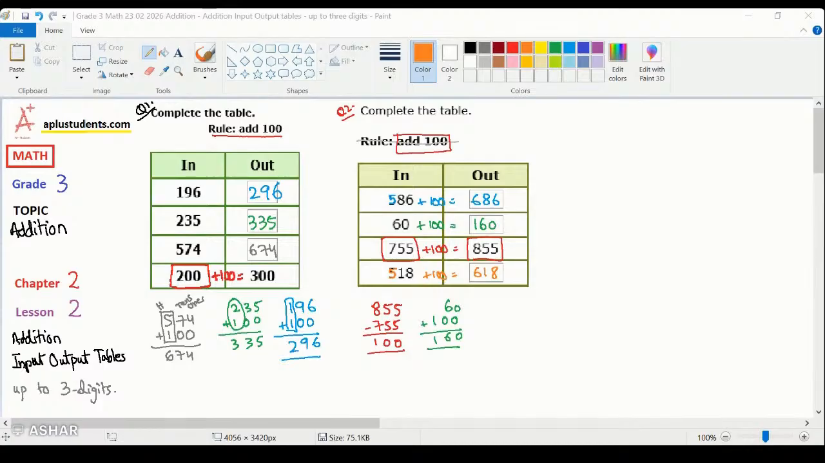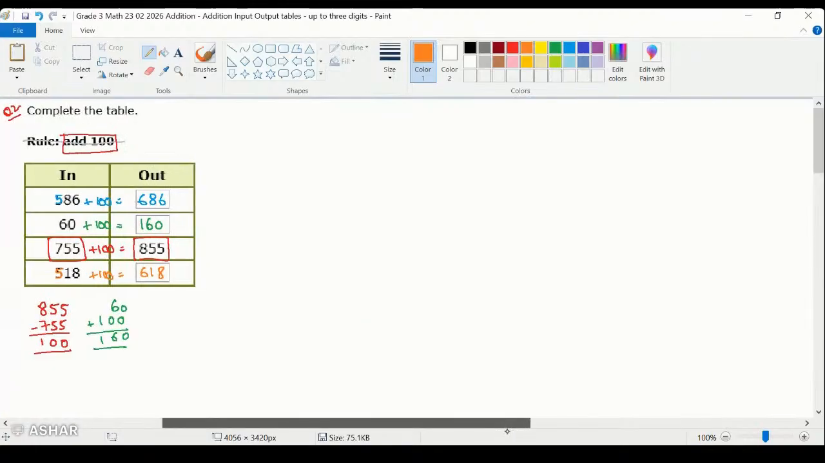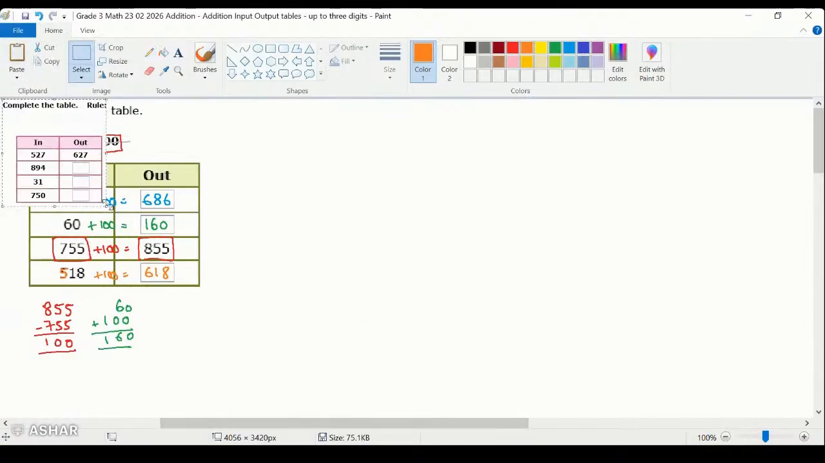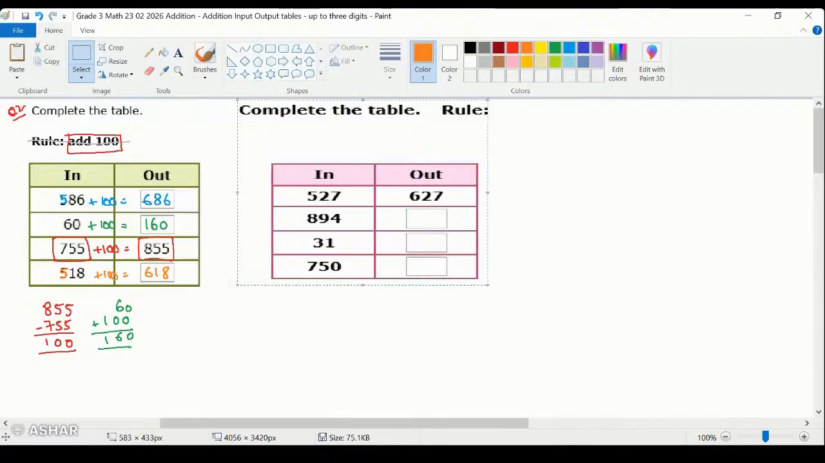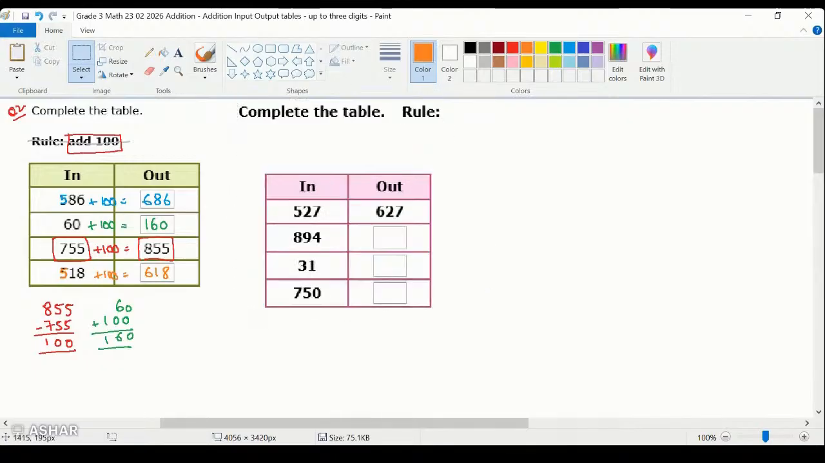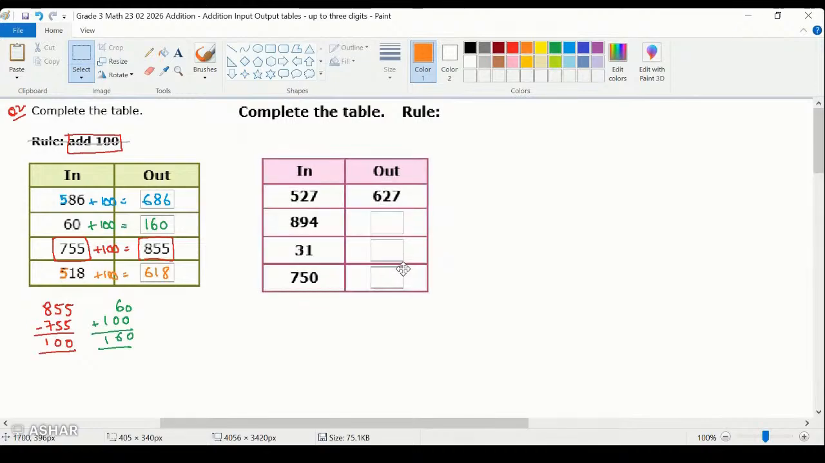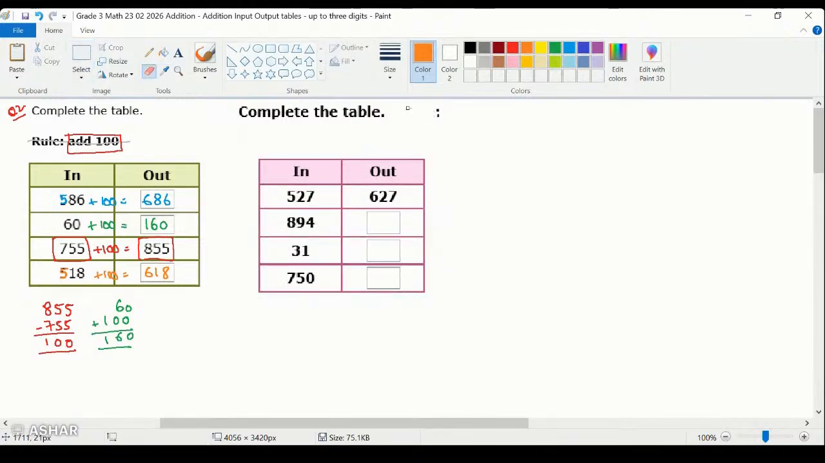Okay, let's say in the next question, the rule is not given to us. I'm removing the rule. If the rule is not given to us, we will try to simplify and see what can be done in question number 3. I simply remove the rule, and they're asking us to complete the table for question number 3.